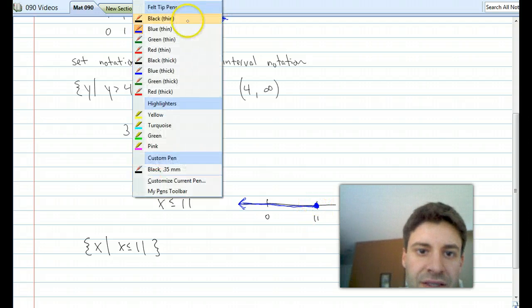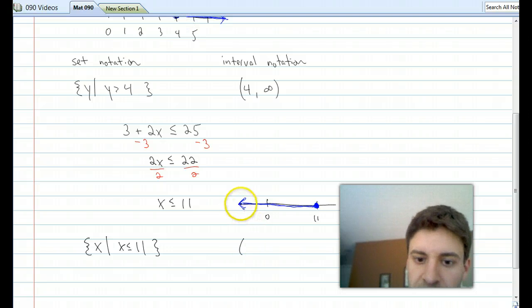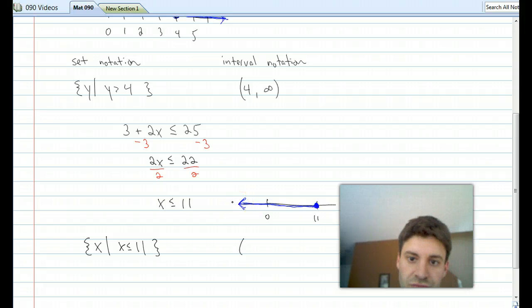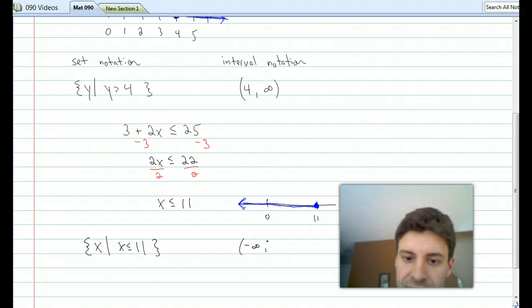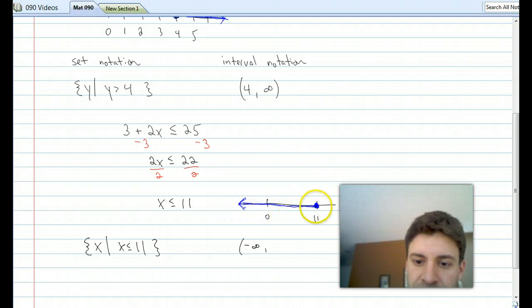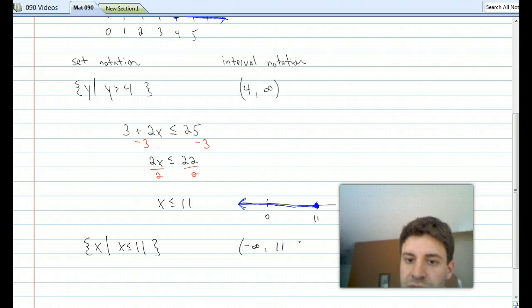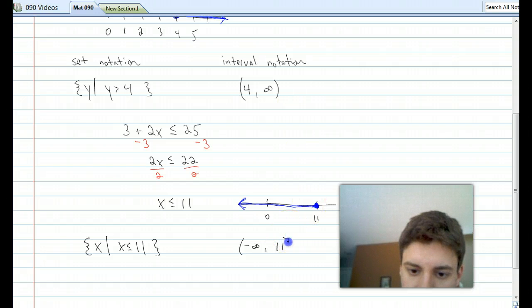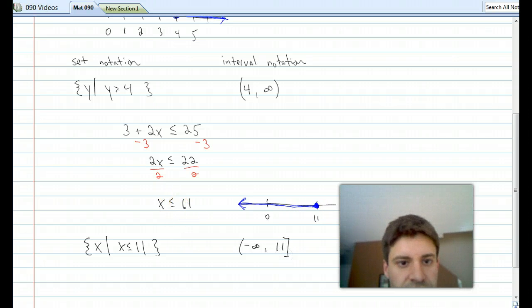So how do we write this in interval notation? Well, the lowest possible number that x could be would be negative infinity. It's never going to be exactly negative infinity because we don't know what that is, but it can be any number as low as we can come up with. The highest possible number for x is 11. And we're going to include 11 in our interval because of this equal sign. So those are our two notations for our solution to that equation.